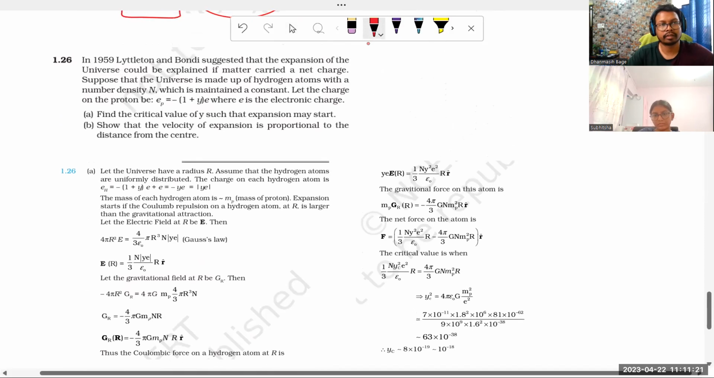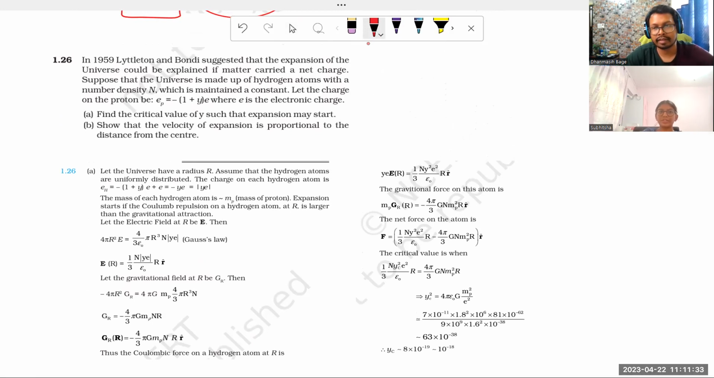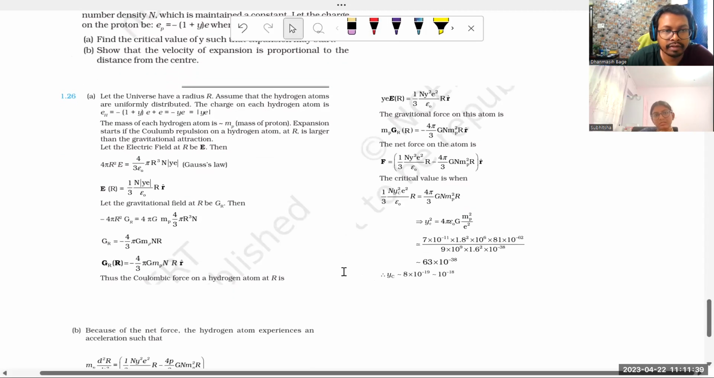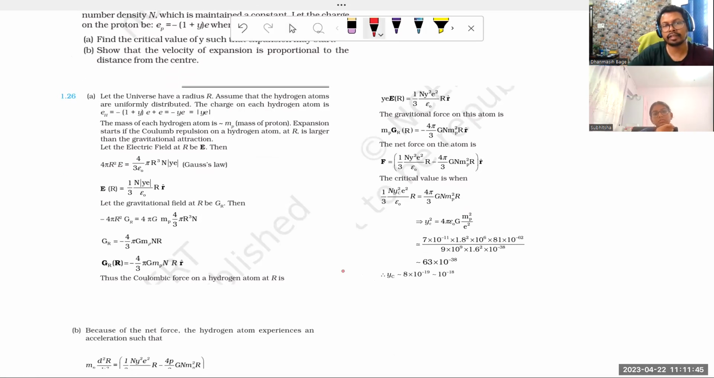Okay. I don't think you understood anything of this problem, right? Did you get anything from this solution? No, sir. I don't even know what's critical value. Yeah. Okay, in simple terms, I'll just try to explain this thing.